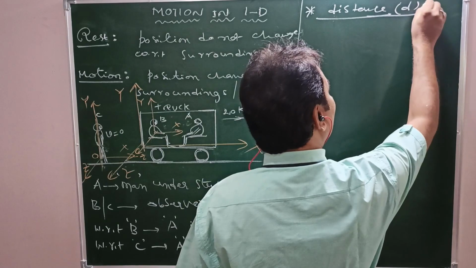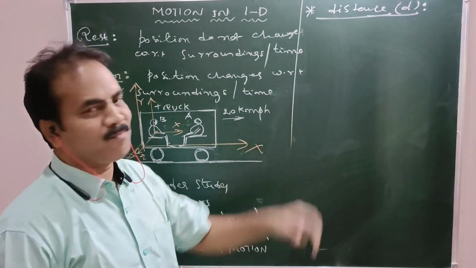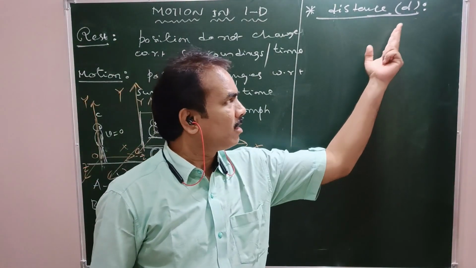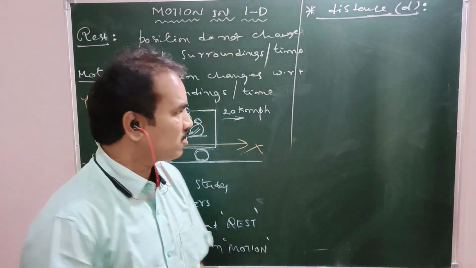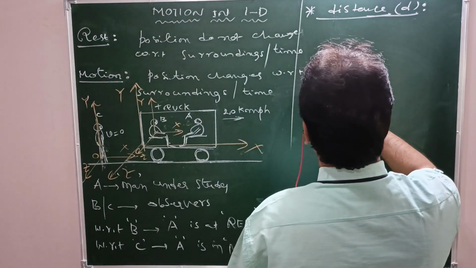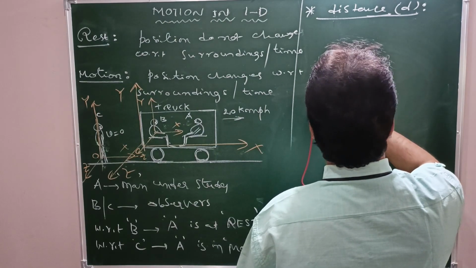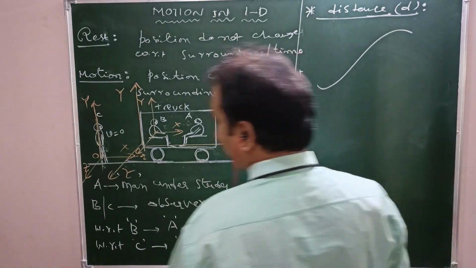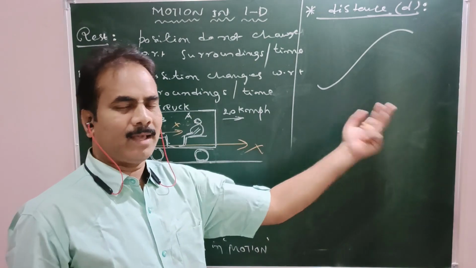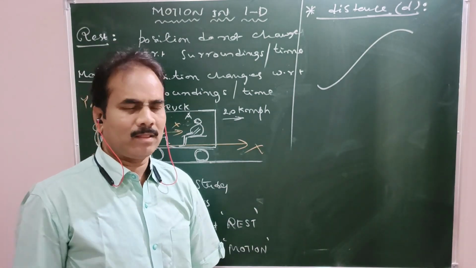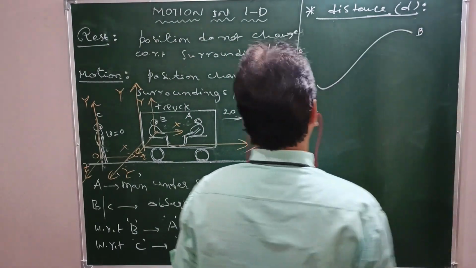Say symbol D as an example. You can take any other symbol also, either S or R, otherwise D, etc. So distance. What is meant by distance? Suppose a path is going to be taken like that from A to B. This is the path followed by the particle, say a curved path. Now A is the initial position and B is the final position, right?